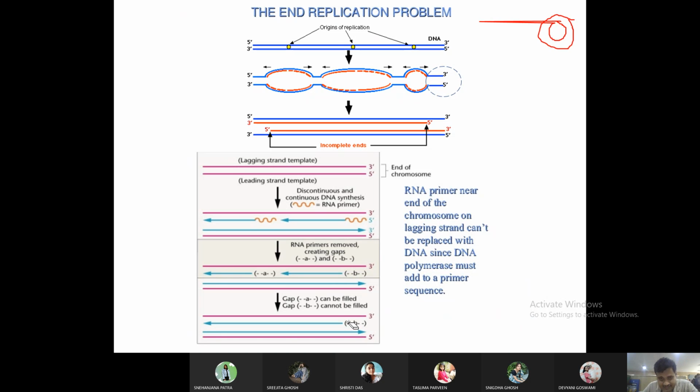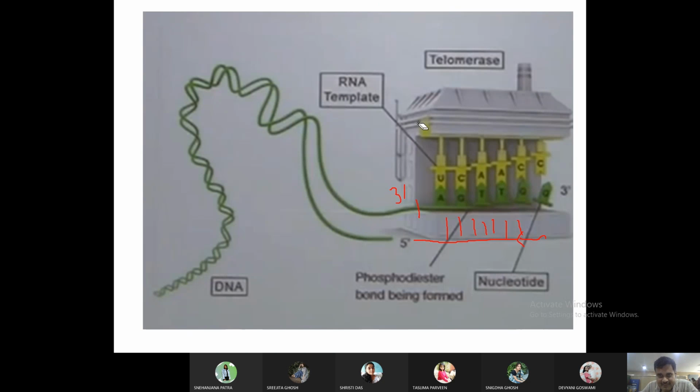How do we generally avoid it? DNA cannot replicate in the opposite direction. DNA will always replicate from 5 prime to 3 prime direction. It cannot replicate from 3 prime to 5 prime direction. So addition of any sort of DNA polymerase is not possible. So what does the cell do to avoid this? The cell uses an enzyme called telomerase. And what does telomerase do?